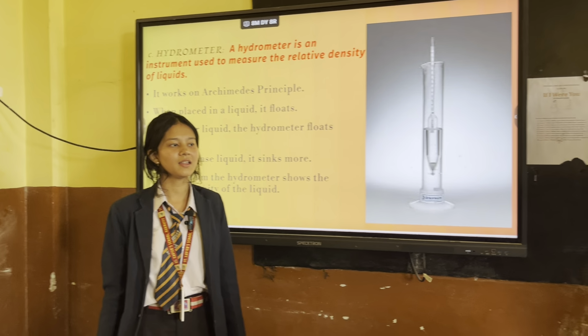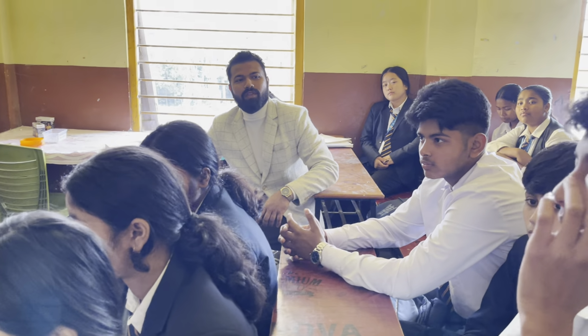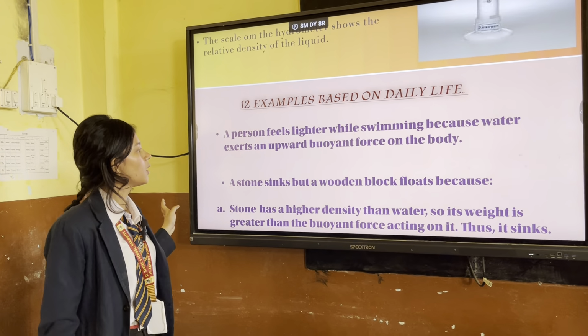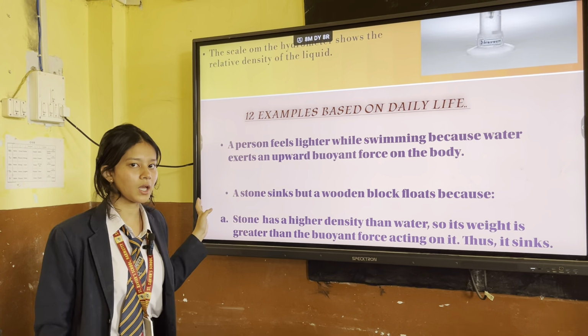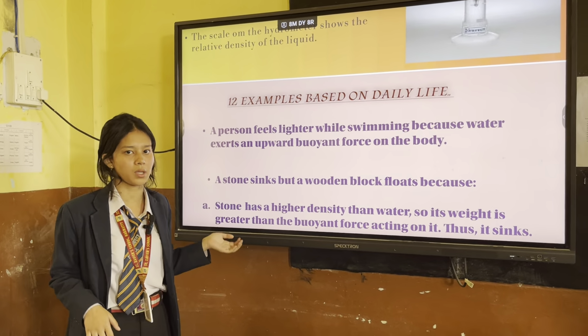Very easy. Because the buoyant force reduces the weight of the object. So a person feels lighter while swimming because the water exerts an upward buoyant force on the body. So the person feels lighter while swimming.